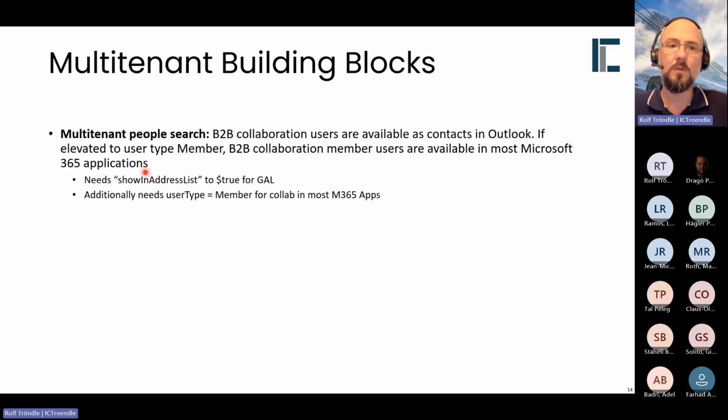If you also configure show in address list to true for the global address list in Exchange Online, and as mentioned, you need user type equals member for collaboration in other Microsoft 365 apps. Don't worry, you don't have to do this for all guest users manually. When you set up multi-tenant organization, this can be done automatically using mapping from the synchronization engine.